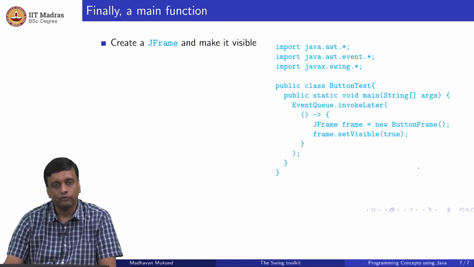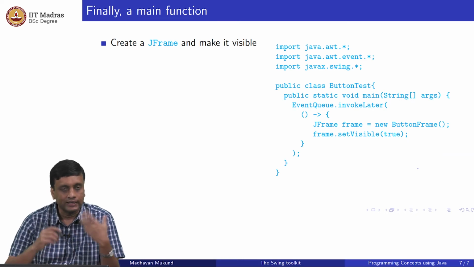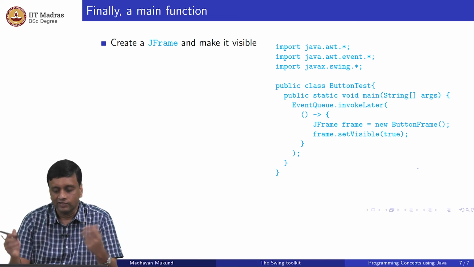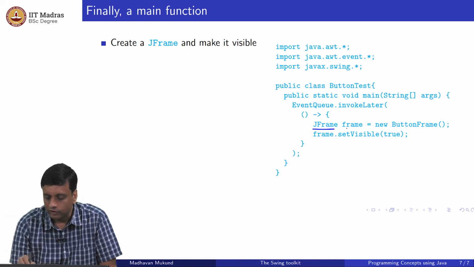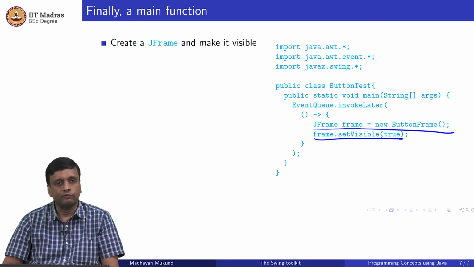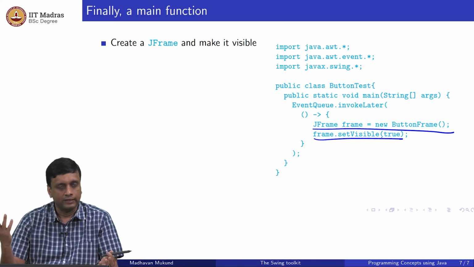Then of course we have to write a main program which creates the frame and makes it visible. So what we have done is we have set up this frame which contains a panel which contains a button. Now we have to create a frame and make it visible. Essentially we have to create a new button frame and set visible to true. That's the way that we make it visible on the screen. Otherwise, by default, when you create a frame, it's not displayed.